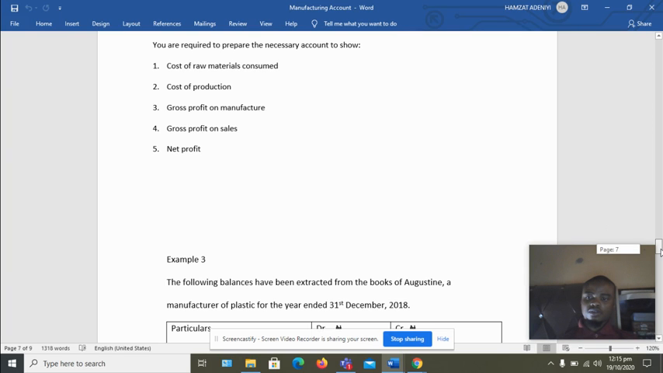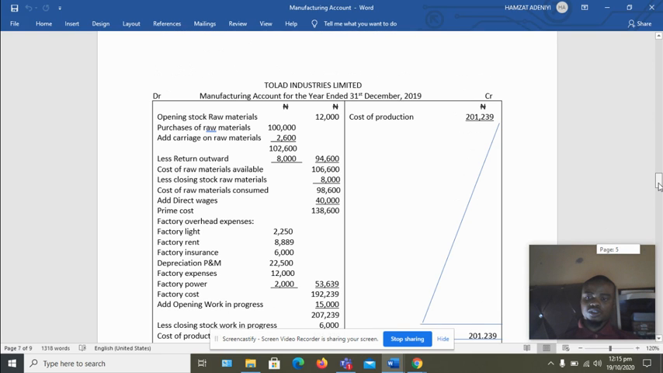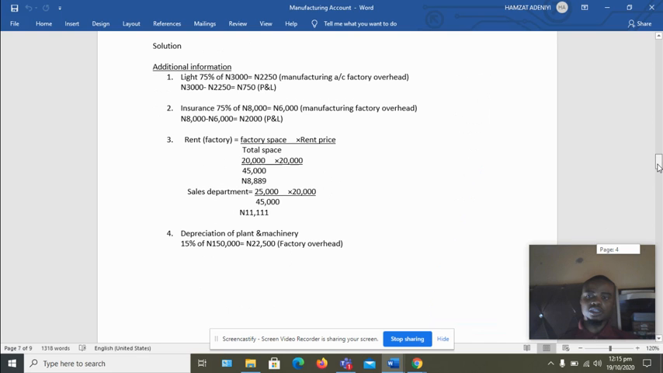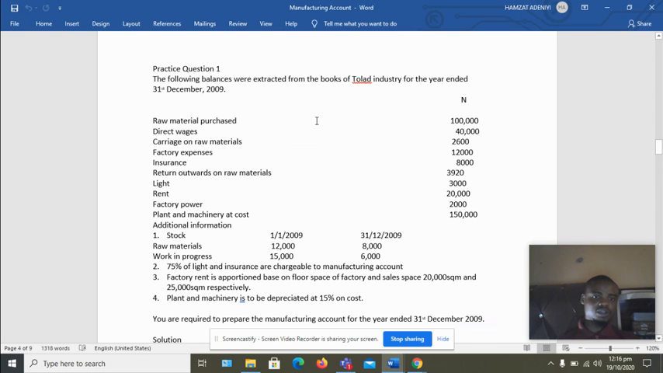Manufacturing account is what we are looking at, and we are going to be looking at the calculation aspect of the work. In this question, we are required to prepare the manufacturing account for the year ended 31st December 2009. We have all the laid down items, raw materials, direct wages, down to the additional information. We are given the opening stock of raw material, closing stock of work in progress, and opening stock of work in progress. We are told that 75% of light and insurance are attributable to the manufacturing account.